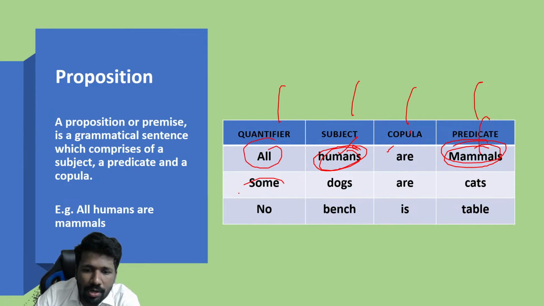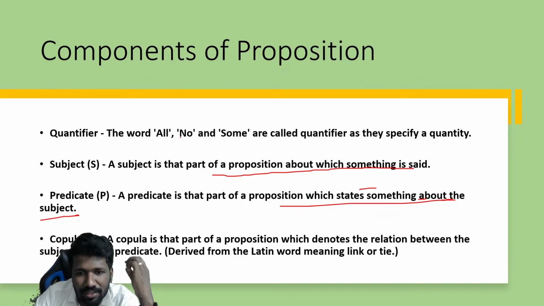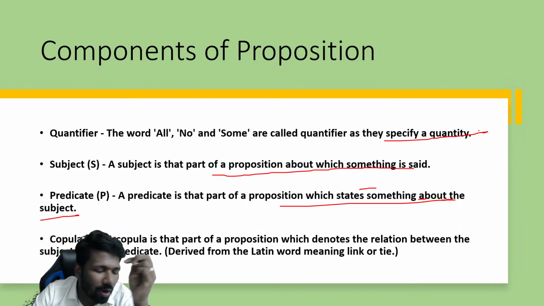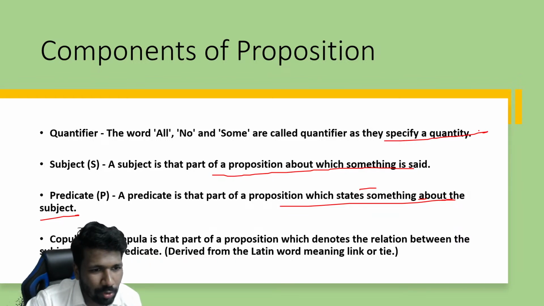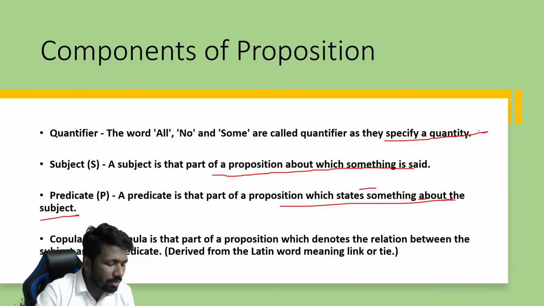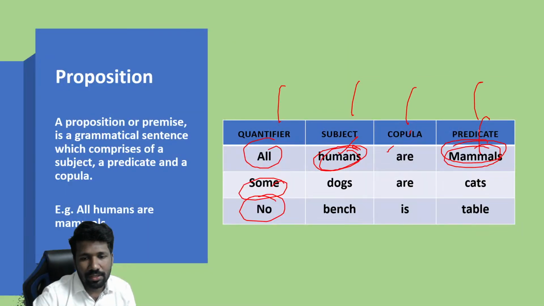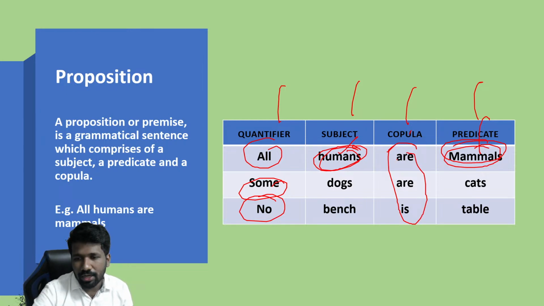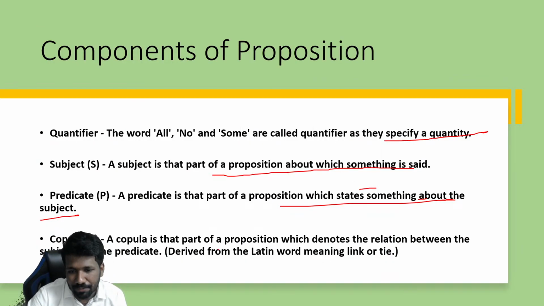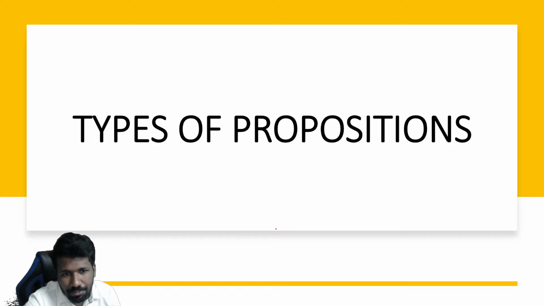Now these all, some, no, etc. that are called quantifiers. It quantifies. It specifies a quantity, how much it is. All humans are mammals means all of them. Some are means few of them only. Na? Are you getting the point? So that is a quantifier. And then the connecting words are copula. Connecting words: is, are, etc. The word copula itself means link or tie in Latin. Okay, so those are the basic things in propositions.